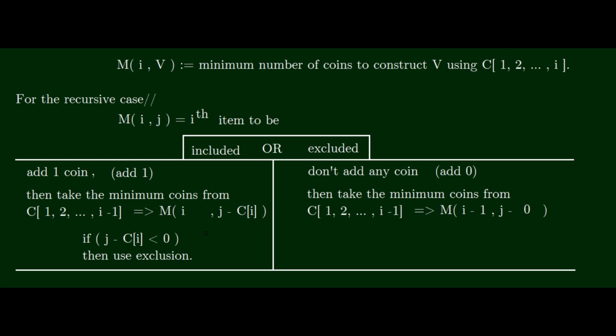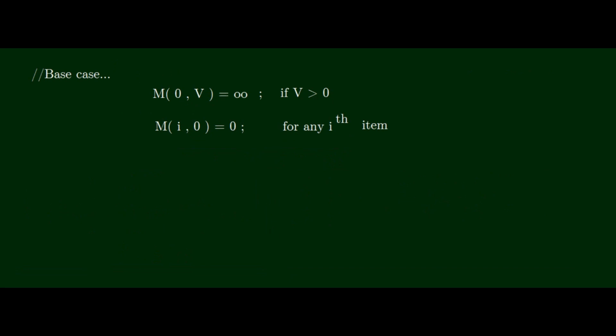Now let's check the base case. Checking the base case, we have two conditions. Condition number one is if, let's say, there are no coins available, so the number of coins is 0. If there are no coins and you want to achieve a positive value, you can't, because you don't have any coins. That's why it would take infinitely many coins to achieve that value V. But let's say you have some coins, but the value you want to achieve is 0.